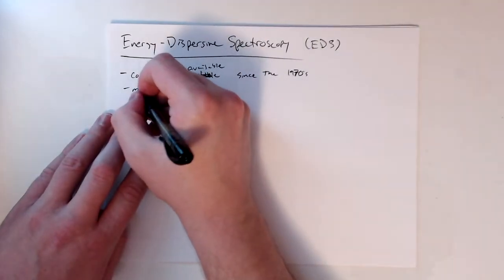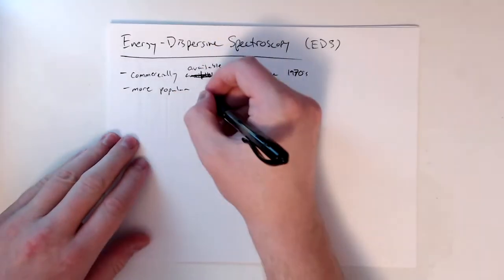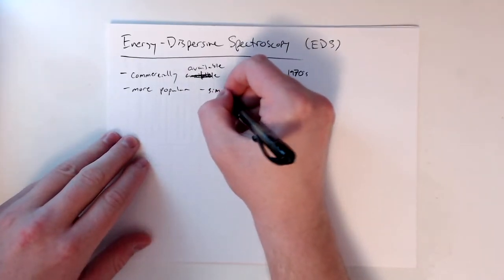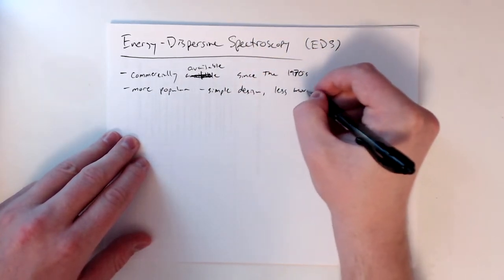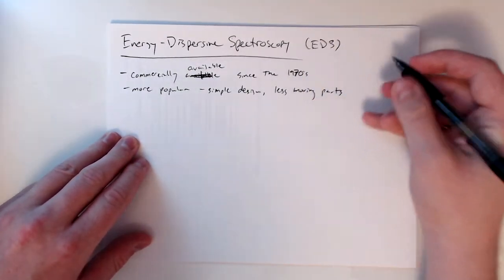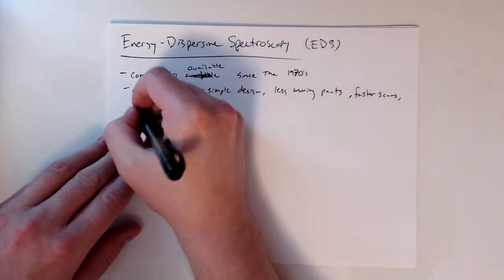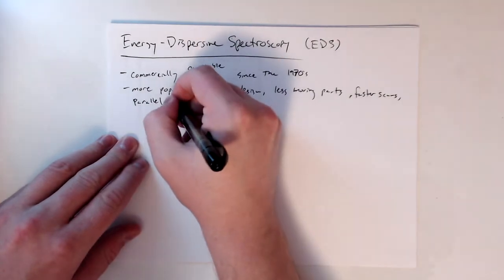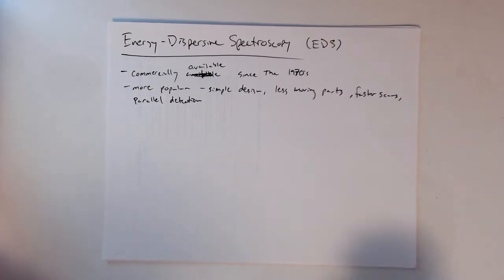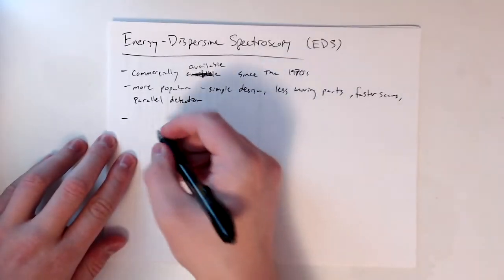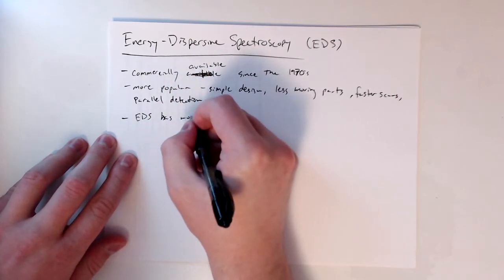But it's been more popular than WDS because it has a more simple design, and that means fewer moving parts, and faster scans, and it can have what we call parallel detection. So not the sequential that we saw with WDS. However, like I mentioned with WDS, the resolution is worse. Worse resolution.